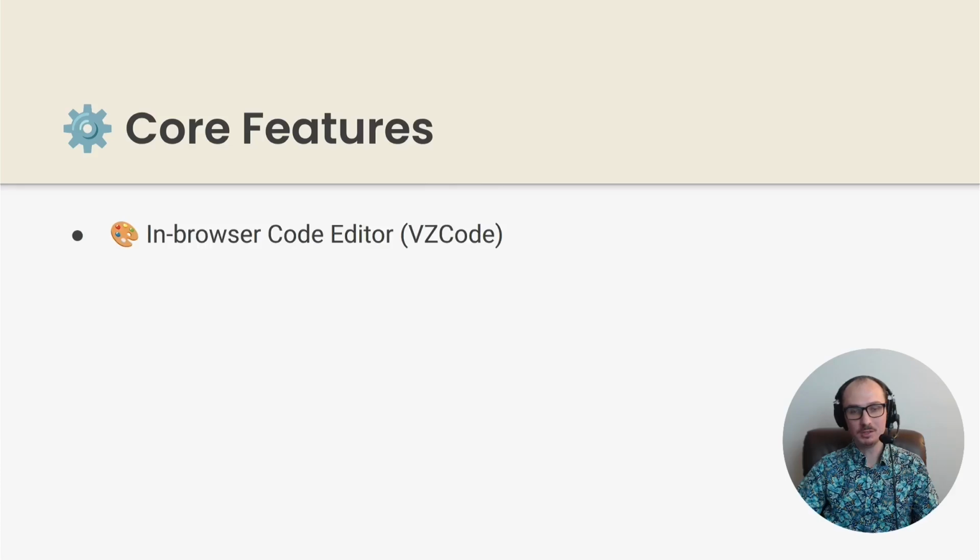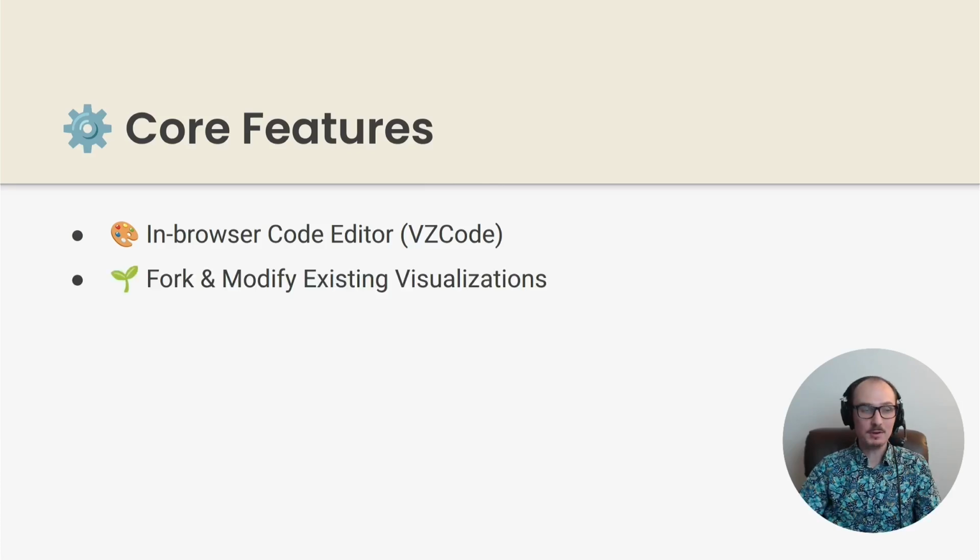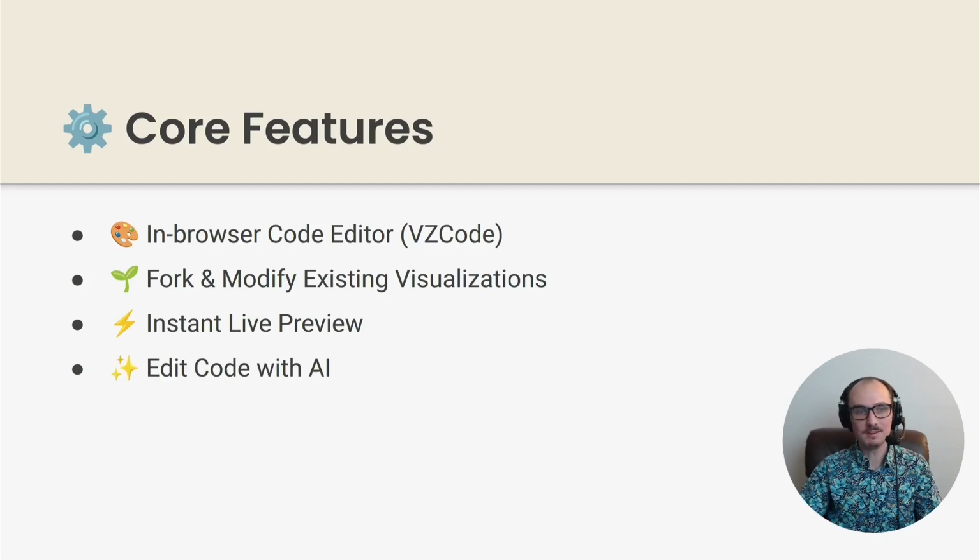The core features include the in-browser code editor, which is an open source project called Vizhub, and shout out to RPI, Rensselaer Polytechnic Institute. They have this great program called ARCOS, where I work with students to improve this project. You can fork and modify existing visualizations. In fact, that's the only way to create something in Vizhub, is to fork something that already exists. It's got this instant live preview, so when you edit the code, you see it run right away.